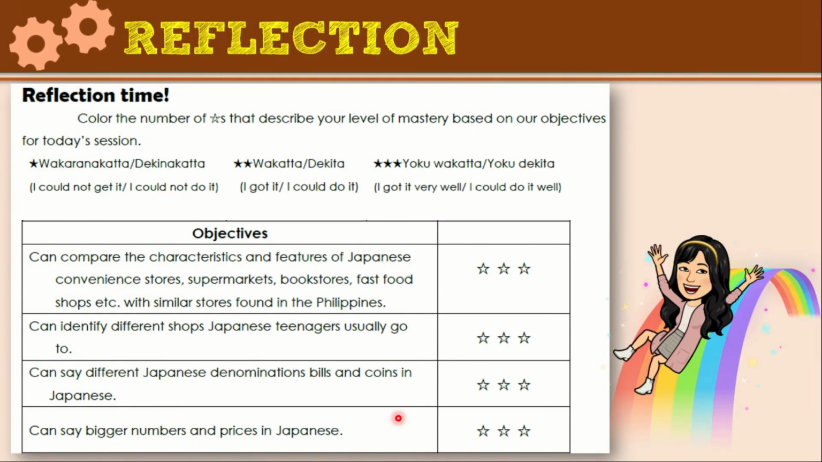And don't forget to answer this one as found in your module. Don't forget to highlight the number of stars. 1 star meaning wakaranakatta, dekinakatta, I could not get it, I could not do it. Or 2 stars means wakatta, dekita, I got it, I could do it. Or 3 stars means yoku wakatta or yoku dekita, which means I got it very well, I could do it well. Take your time.